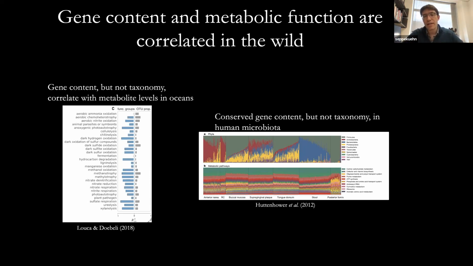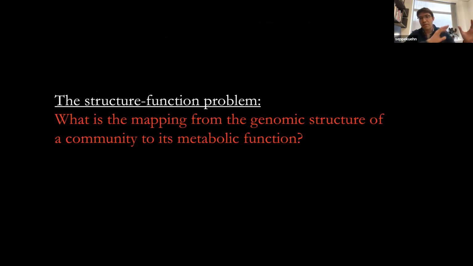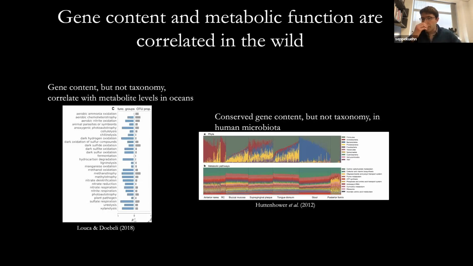And the idea here is that the functional gene content, that is the pathways that these communities possess, may be sort of conserved quantities in these systems, but the taxonomy, again, can be highly variable. And so I think in light of this question of mapping genomic architecture to metabolic function, these studies are suggestive that there might actually be some sort of simple relationship between these two quantities.